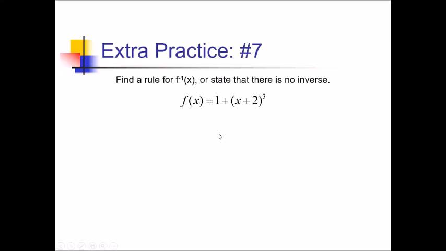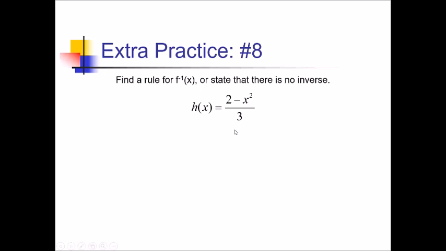To get the inverse for this function, we'll start by switching the x and the y, the input and the output. So we'll have x equals 1 plus y plus 2, quantity cubed. Now we just have to solve for y. First step to doing that is subtracting 1 from both sides. Now we have to get rid of the cube here, so I'll cube root both sides. I'll have the cube root of x minus 1 on the left side. Next, we have to subtract 2 from both sides, so we can write y, or in this case now f inverse, equals cube root of x minus 1, all of that minus 2.